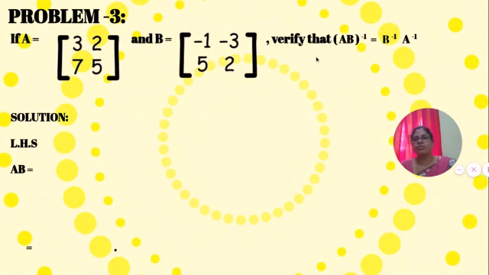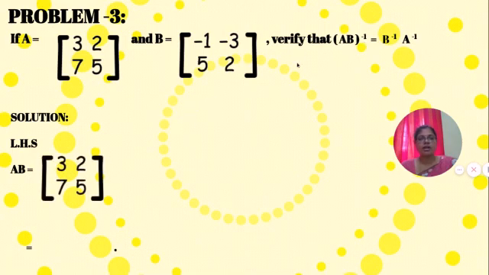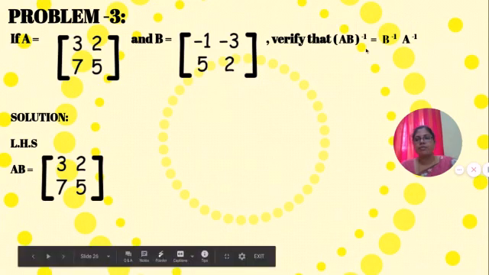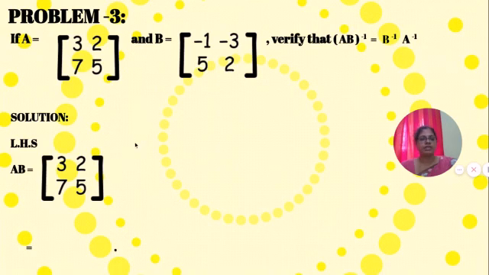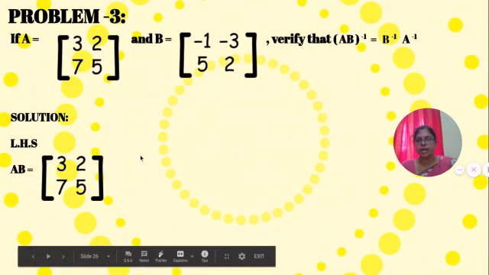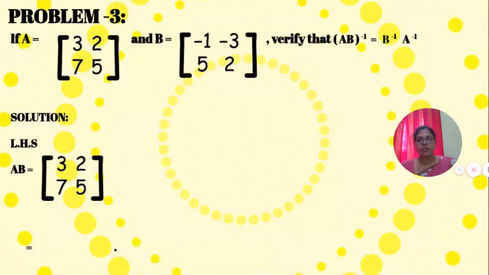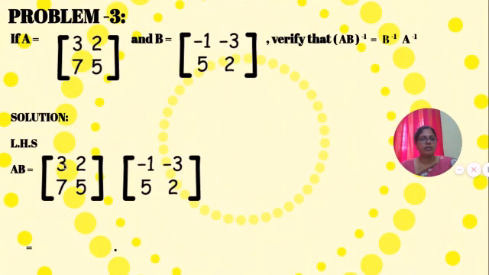Now we have to verify that AB the whole inverse is equal to B inverse, A inverse. For that, we have to find our LHS, that is AB the whole inverse. To find AB the whole inverse, we have to find AB first. So we are going to multiply the matrices A and B. AB is 3, 2, 7, 5 into minus 1, minus 3, 5, 2.